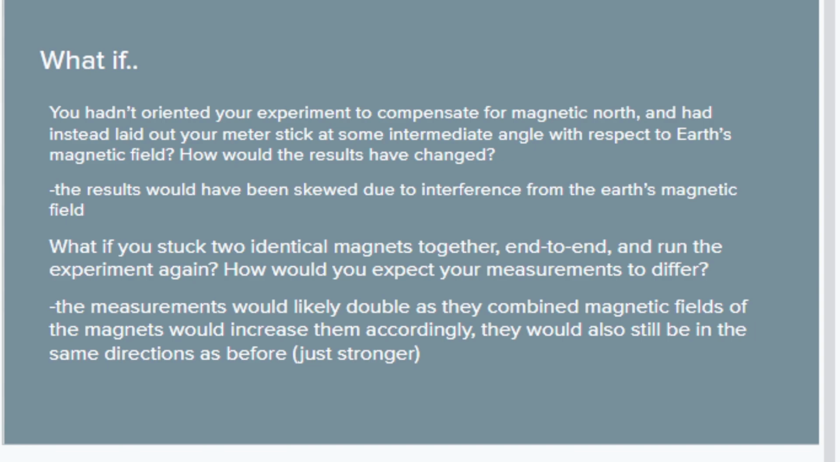Now, what if you stuck two identical magnets together, end to end, and you ran the experiment again? How would you expect your measurements to differ? They would likely double, as the combined magnetic fields of the magnets would increase them accordingly. They would also still be in the same direction as before, just stronger, likely double.